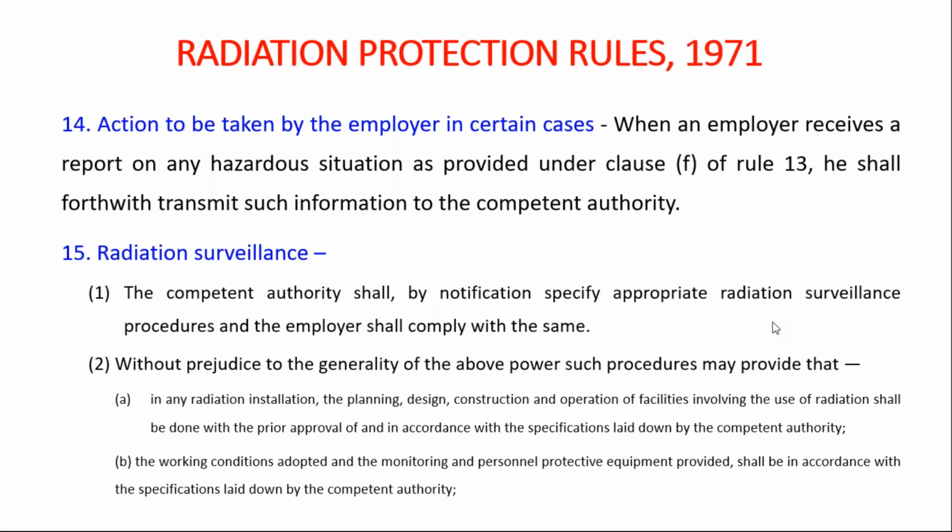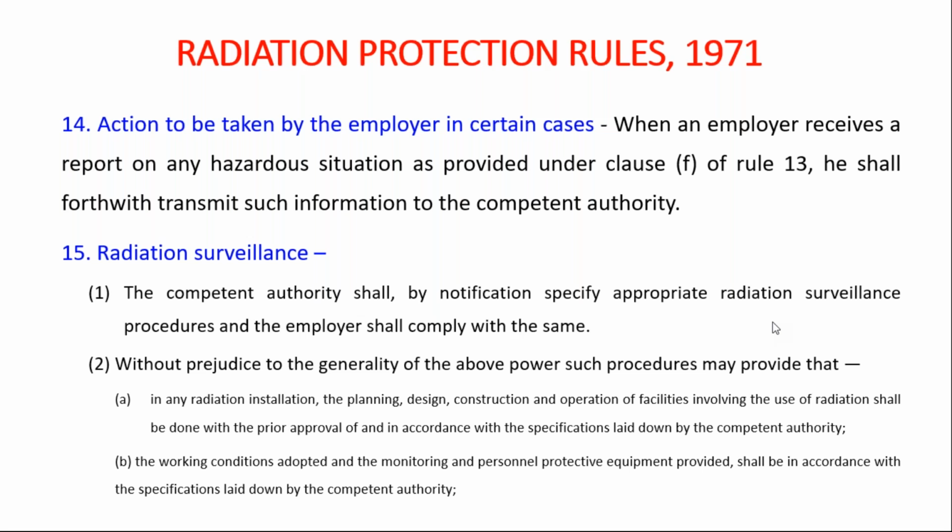Then rule 15 is related to radiation surveillance. We have already discussed that whatever radiation facilities are available or finalized by the competent authority need radiation surveillance. So the main person is again the competent authority, who shall notify and specify the appropriate radiation surveillance procedures, and the employer shall comply with the same.